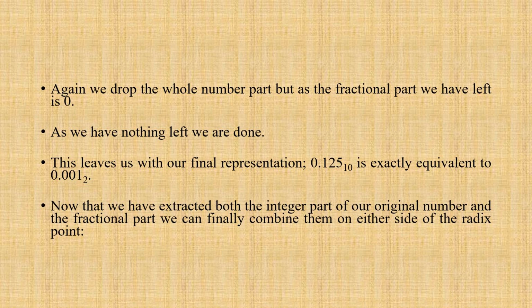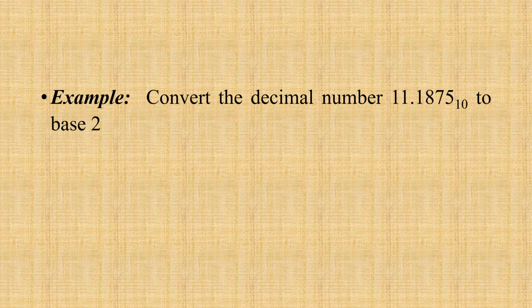Now that we have extracted both the integer part of our original number and the fractional part, we can finally combine them on either side of the radix point. 9.125 base 10 equals 1001.001 base 2. Example: convert the decimal number 11.1875 base 10 to base 2.